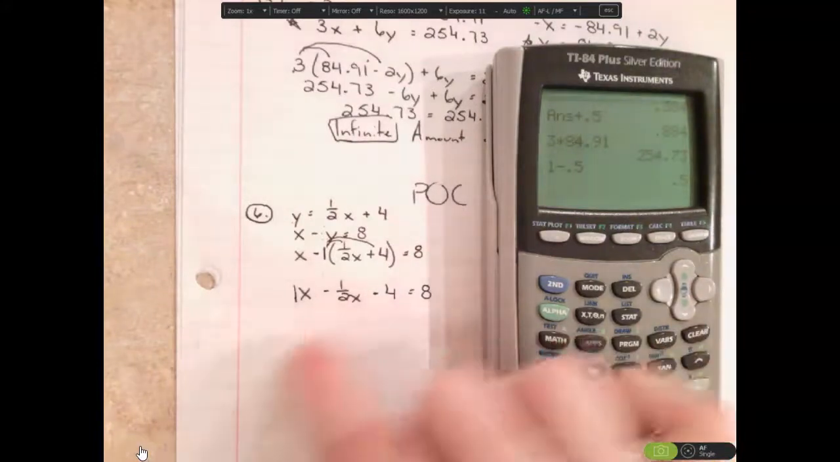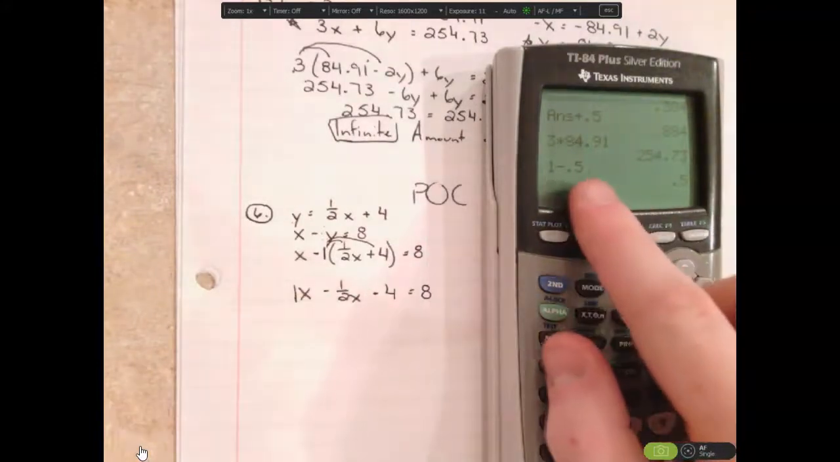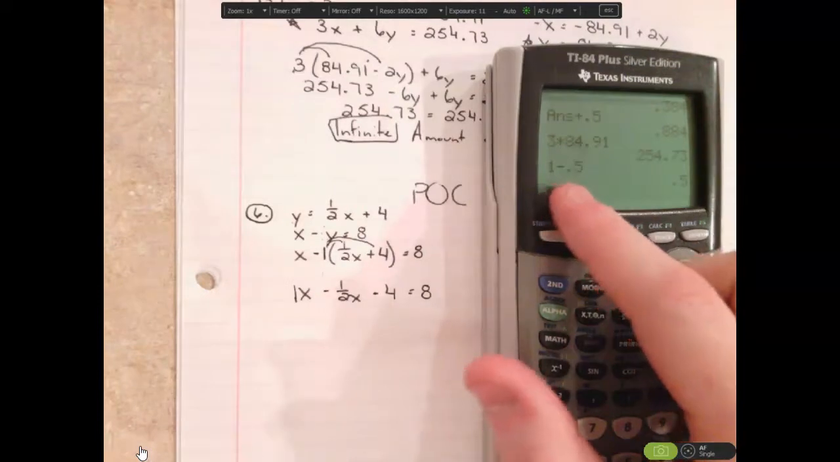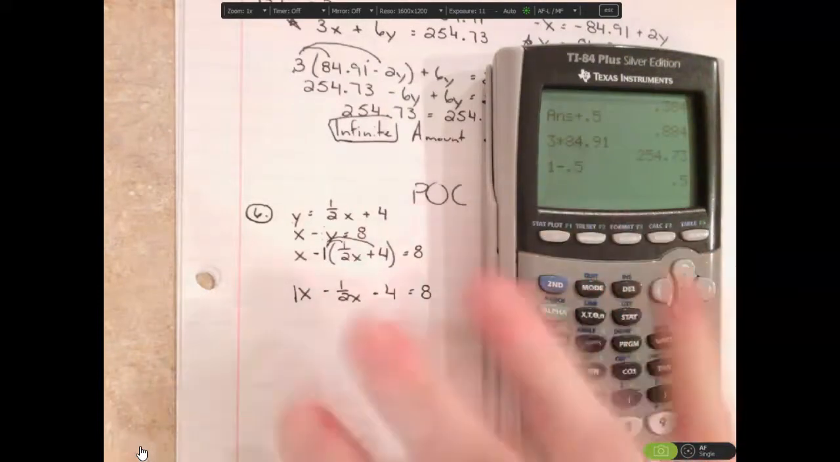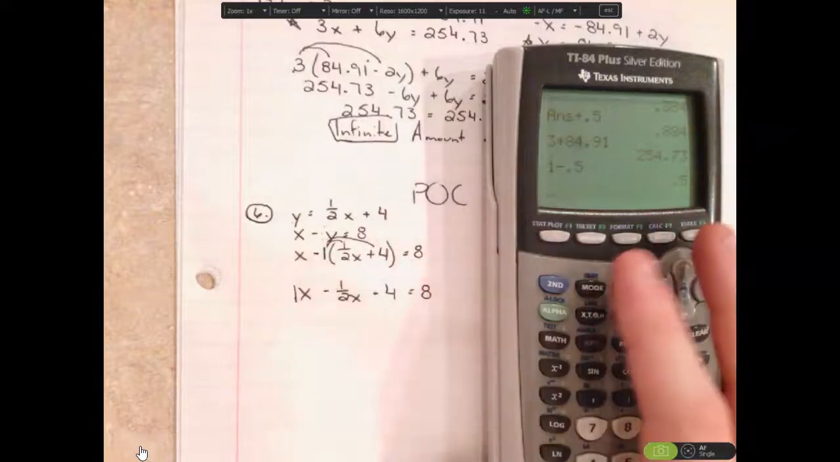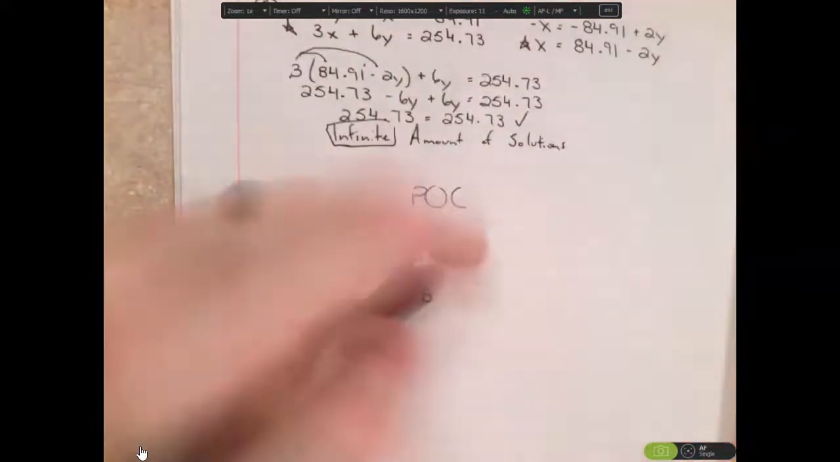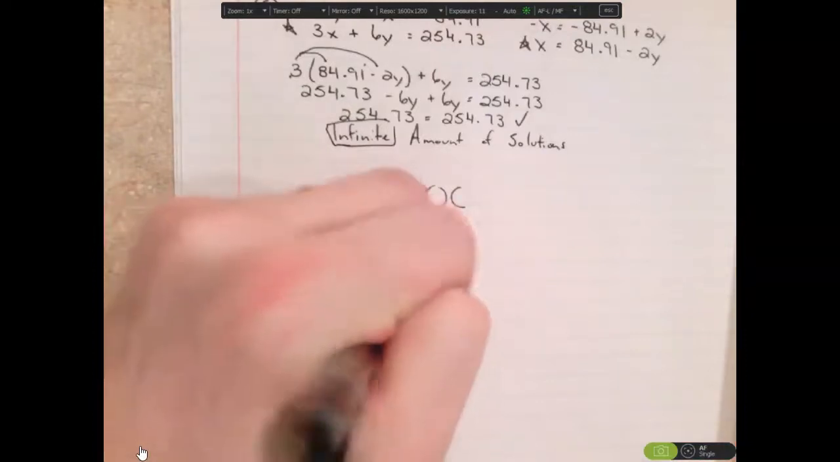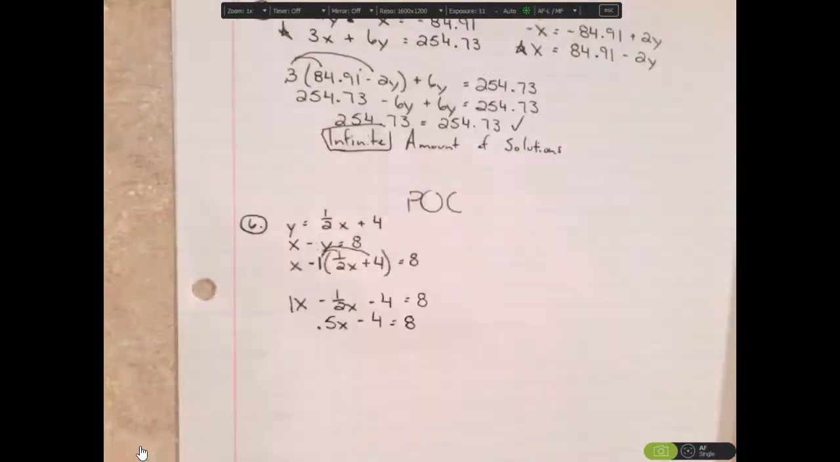Notice, there's no additional signs that I put in my calculator. Guys, I can't stress that enough. Some of us were kind of struggling with that back before spring break. Make sure your calculators match sign-wise with your problems. So I have 0.5x minus 4 equals 8.